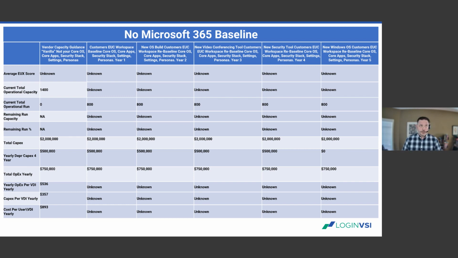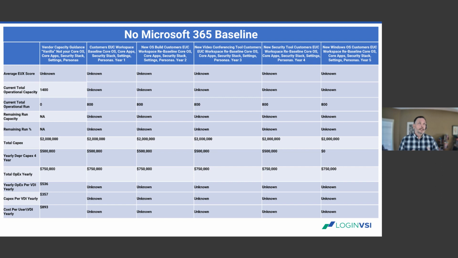So year two rolls around, new OS build. You're going from 1809 or 1909 to 21H2 or something. Does that change your baseline? Do I know what the impact on my users is? I'm going to say it's really an unknown, right? I'm still running 800 users, but those users are now running one or two builds into the future. So we really don't know.